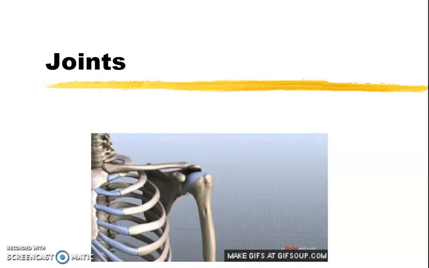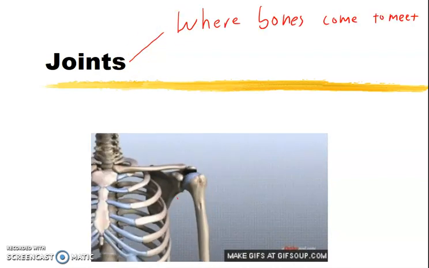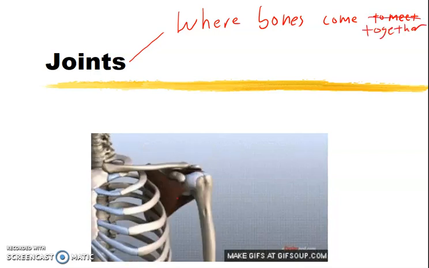What is a joint? It's not what Bob Marley sings about. So, what do you guys think joints are? Well, they're where bones come together. Oops, how did the Friends theme go? It's come together, not come to meet. So, are joints just where bones come together?